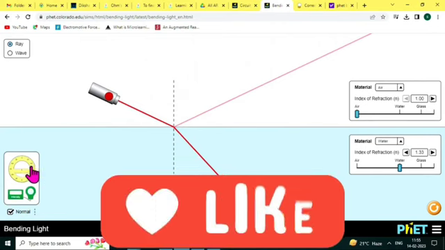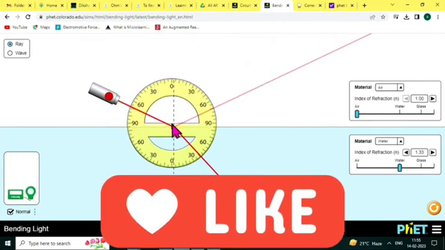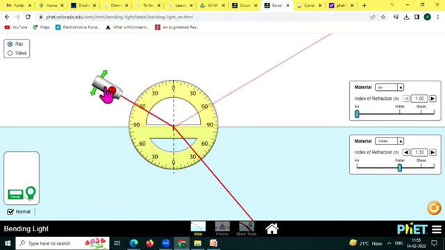Let us click on the tool and bring it here to measure the angle, because measurement of angle is also a skill that students should learn. Is it 60 degrees or 90 degrees? Students can do it here.